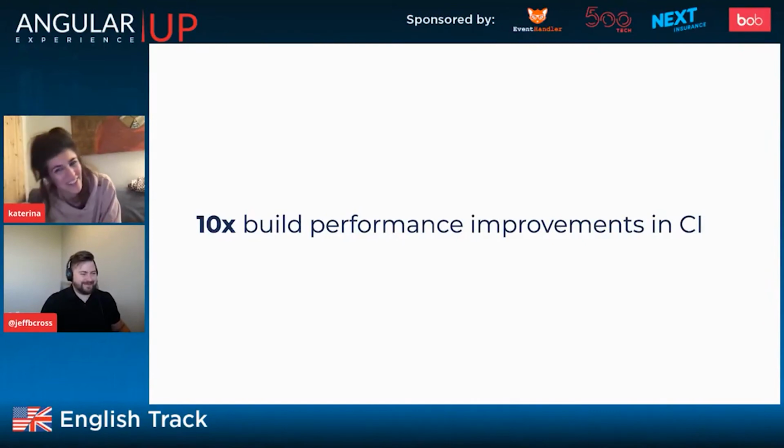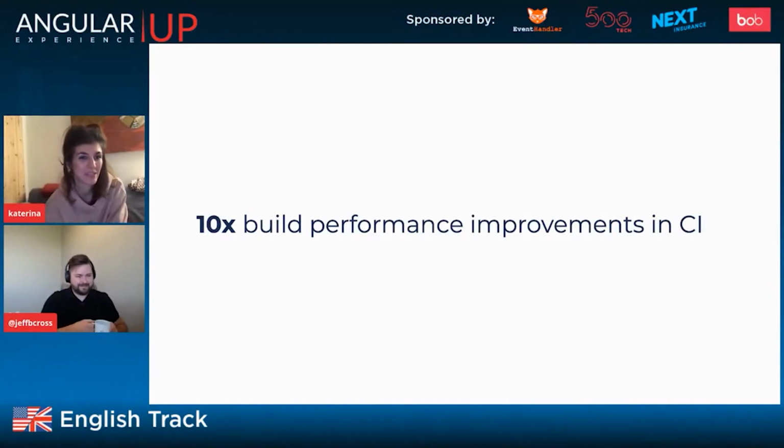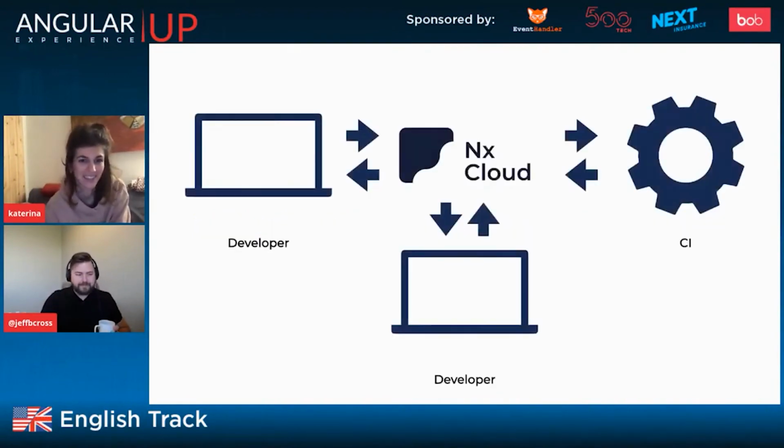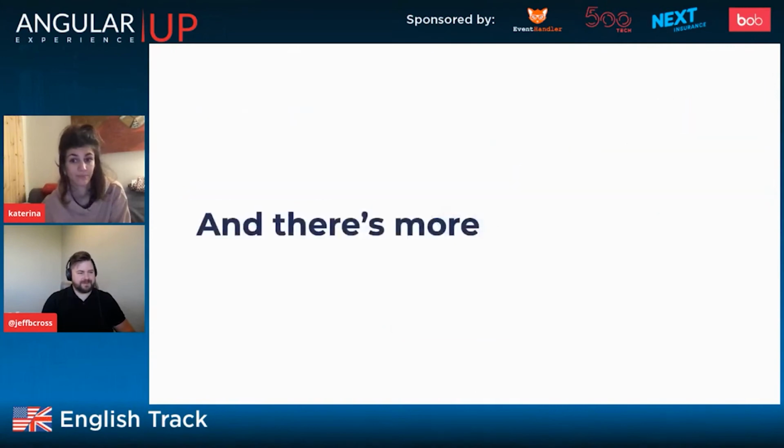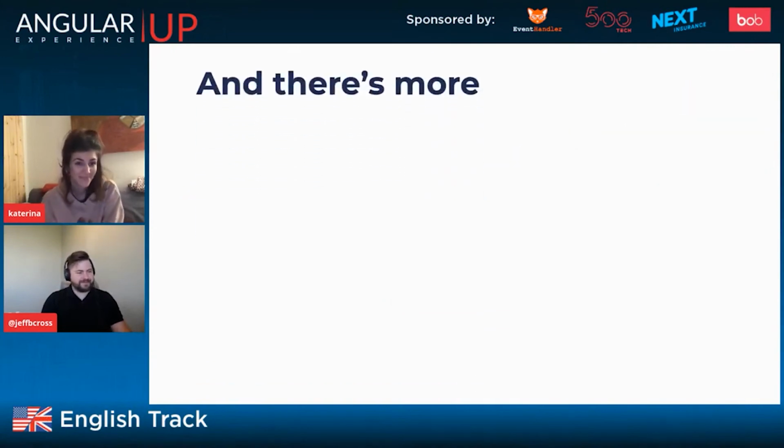Yeah, sorry. So actually, it's not uncommon to see 10x build performance improvements in CI plus improvements locally. But it's not one way and not just CI that benefits. Every developer, computer, and environment in your organization can benefit from being connected to the NX Cloud. And there's more.